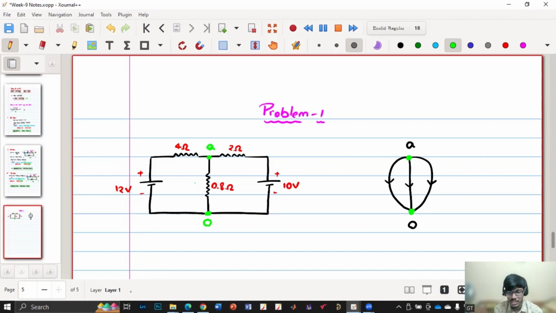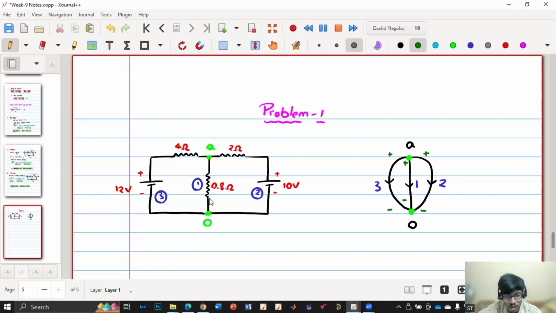Now if this is the direction, what is the polarity? Let me first consider this is element 1, this is element 2, and this is element 3. So according to these voltages and the current direction, what is the polarity of the element? Plus on the top or plus on the bottom? Plus on the top. So in all the cases, plus is on the top, minus is on the bottom.